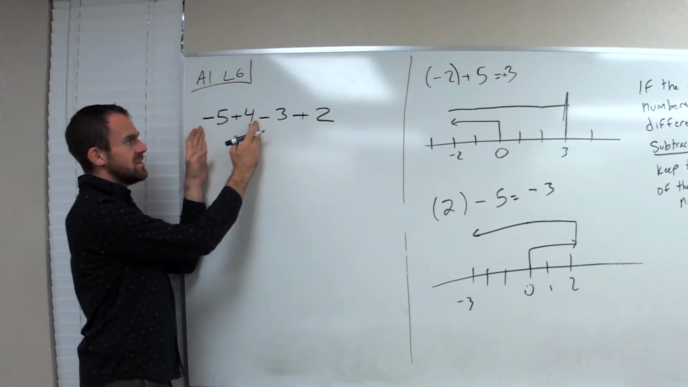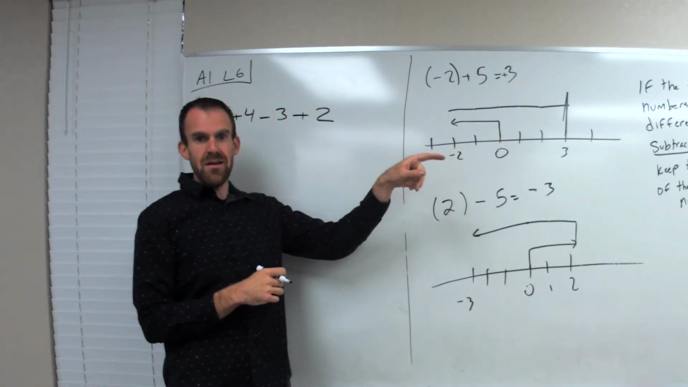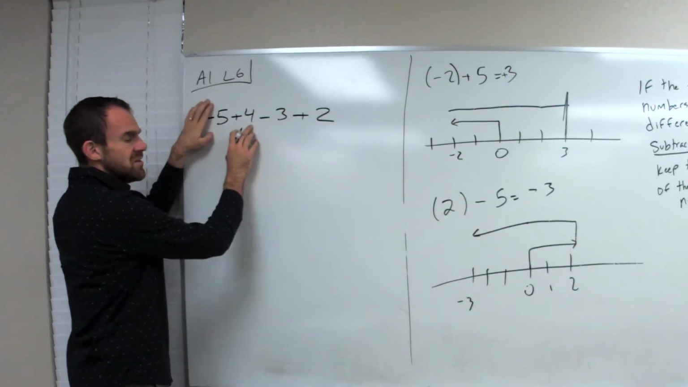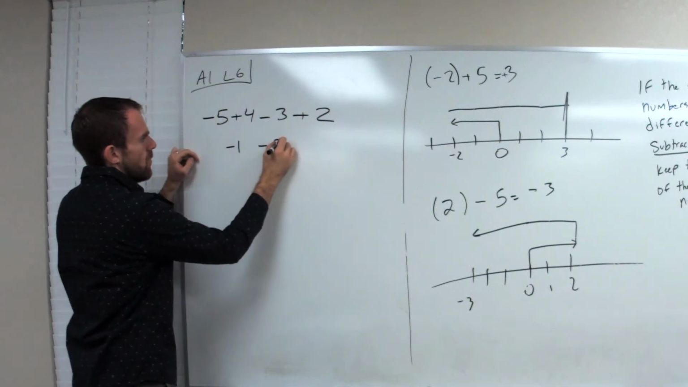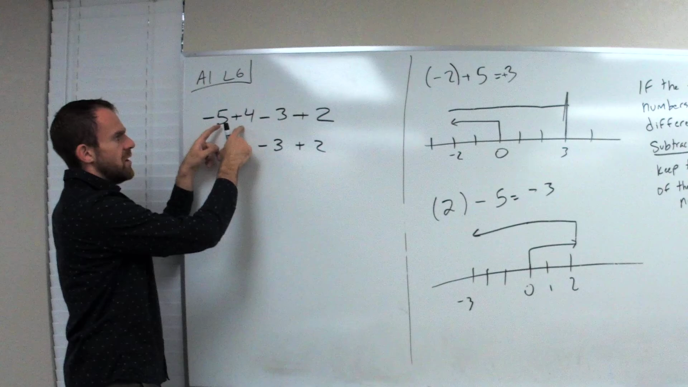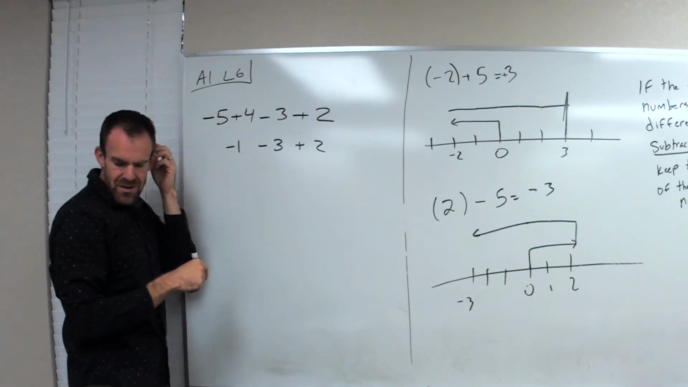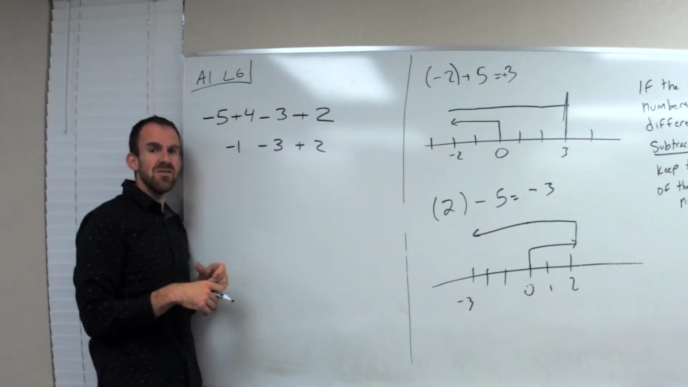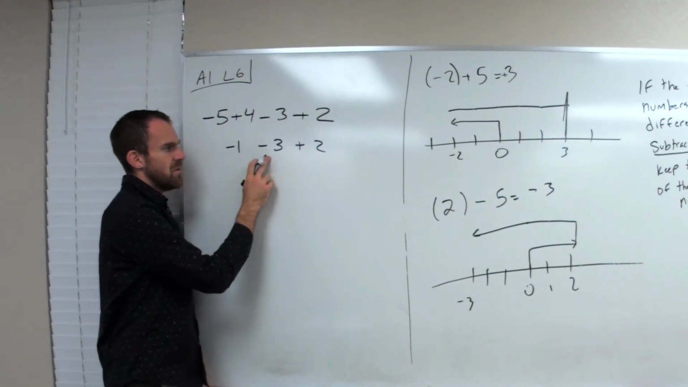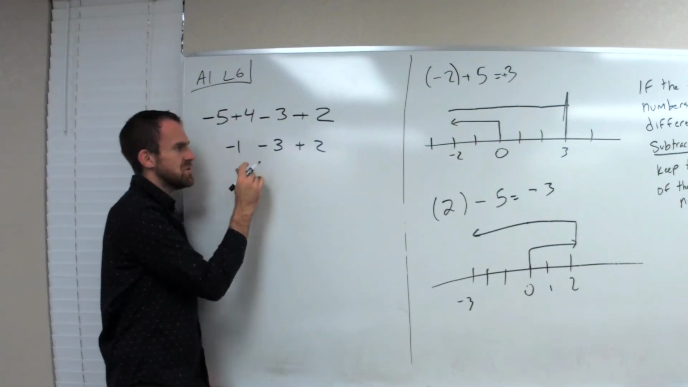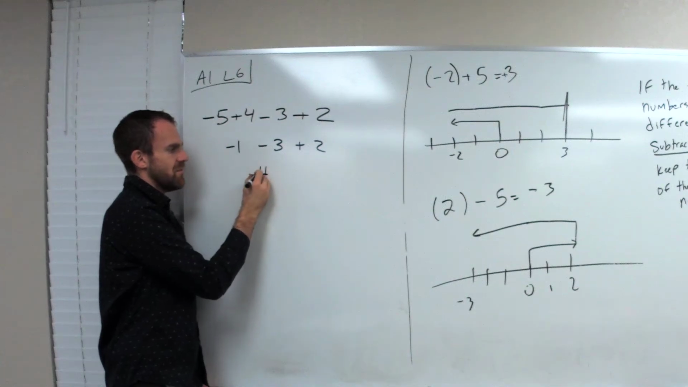So I'm going to start with these two. I have negative 5 plus 4. Since the signs are different, I'm going to subtract. 5 minus 4 is 1, and then keep the sign of the bigger one. Again, 5 minus 4 is 1, keeping the sign of the negative 5, because 5 is the larger number. Now, I'm going to do negative 1 minus 3. The signs are the same, so I add them. 1 plus 3 is 4, and I keep the sign.